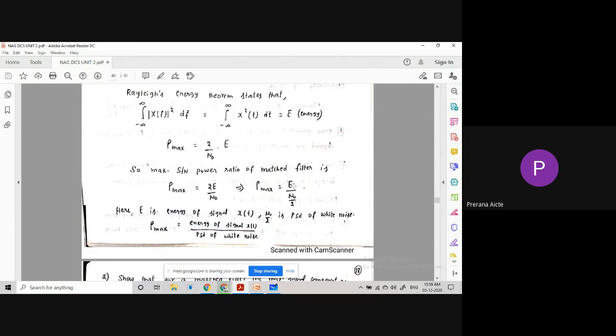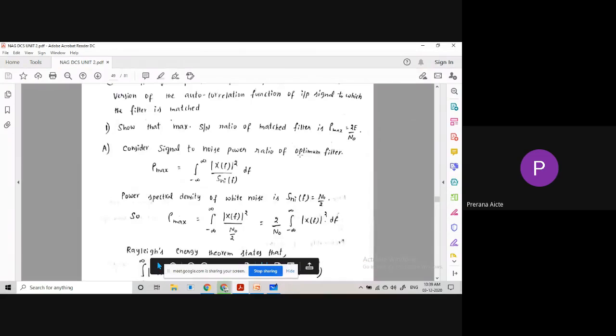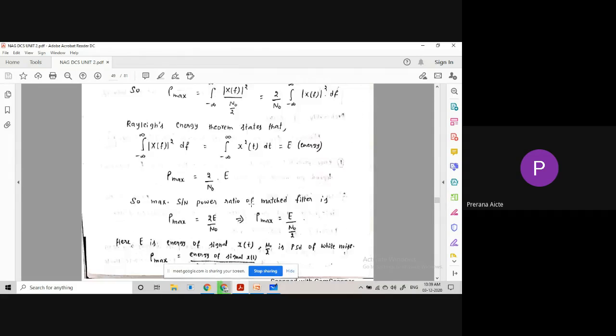What is E? Nothing but the energy of the transmitted signal x of t. N naught by 2 is nothing but the power spectral density of white noise. So simply rho max equals the energy of the signal x of t by the power spectral density of white noise. That is the first property, right? The matched filter output depends on the ratio of the energy of the signal to the power spectral density.